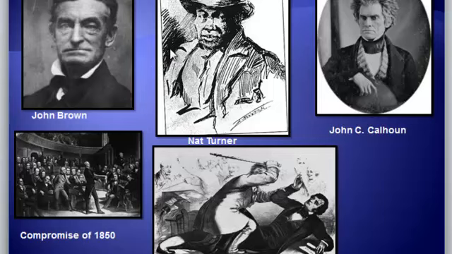John C. Calhoun is a representative and then senator and vice president from South Carolina. He becomes the voice of the South in terms of states' rights.